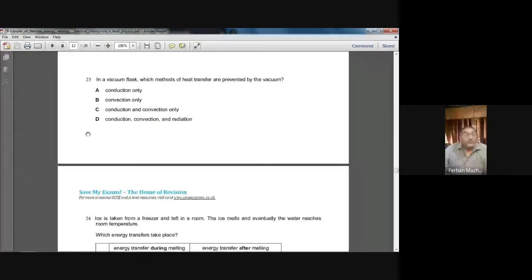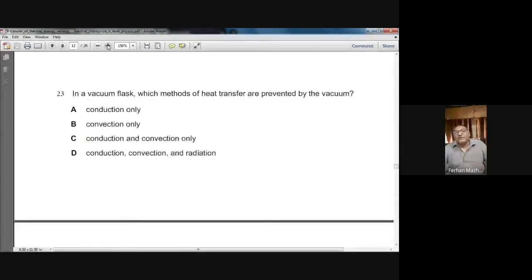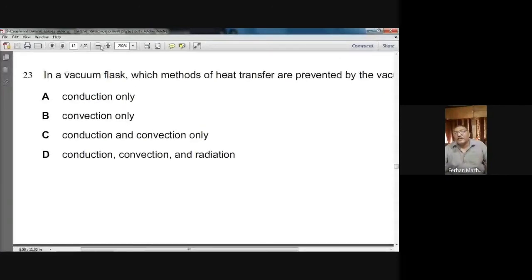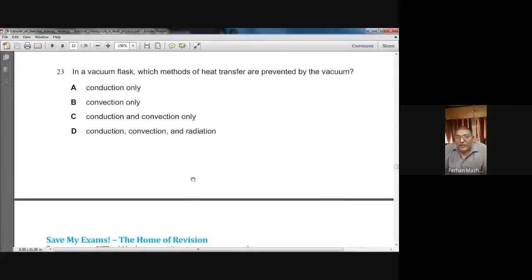The next question, I'm trying to do it very quickly because the time is almost over, but we can take 5 minutes more. In a vacuum flask, which methods of heat transfer are prevented by the vacuum? Vacuum can stop what? Conduction and convection. Vacuum cannot stop radiation, C, sir. Yes, the vacuum cannot stop radiation, but the vacuum can stop conduction and convection because they both require a medium. So the best option is C. Question number 23, the best option is C.